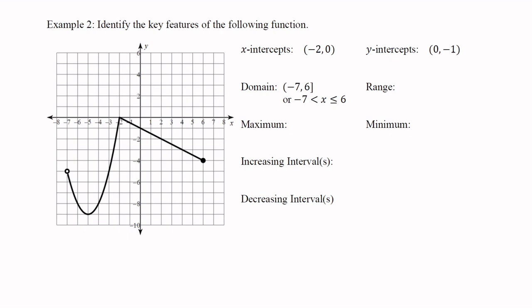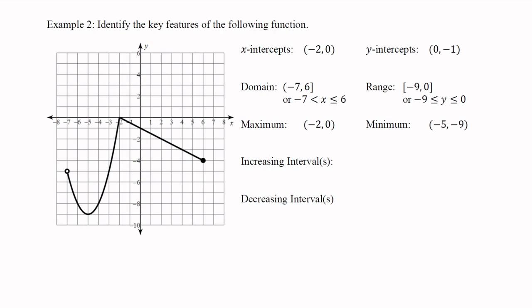Our range, our bottommost value of our y's is -9, and our topmost is 0. And we include both ends because we do touch both of those y values with our graph. Our maximum is located at the point -2, 0. It happens to be our x-intercept, but that is the top of our graph. The bottom of our graph is at -5, -9.